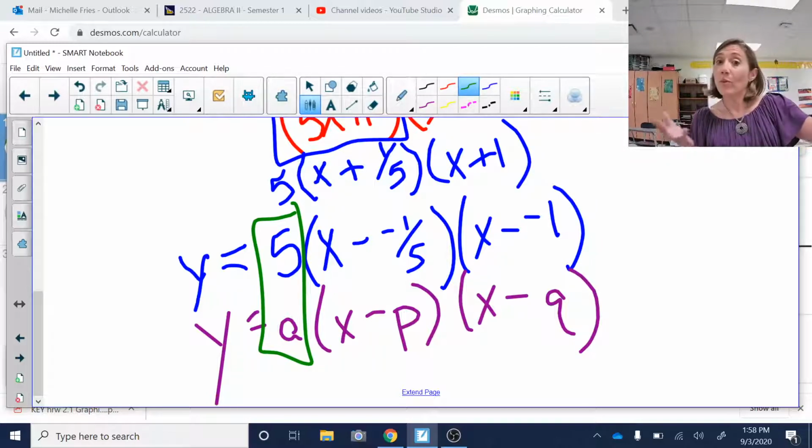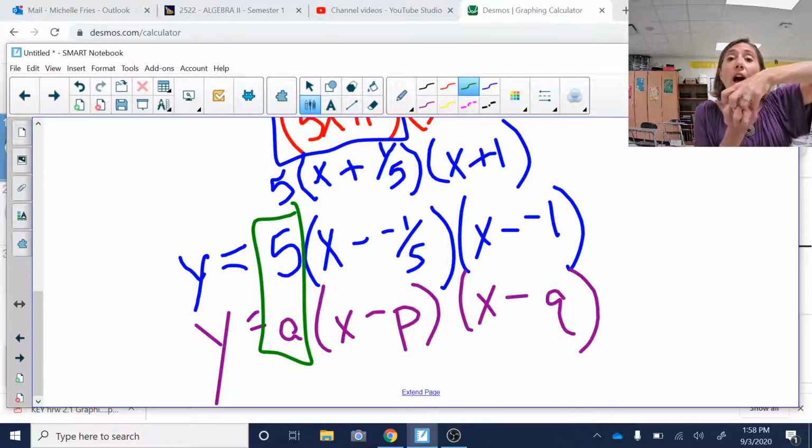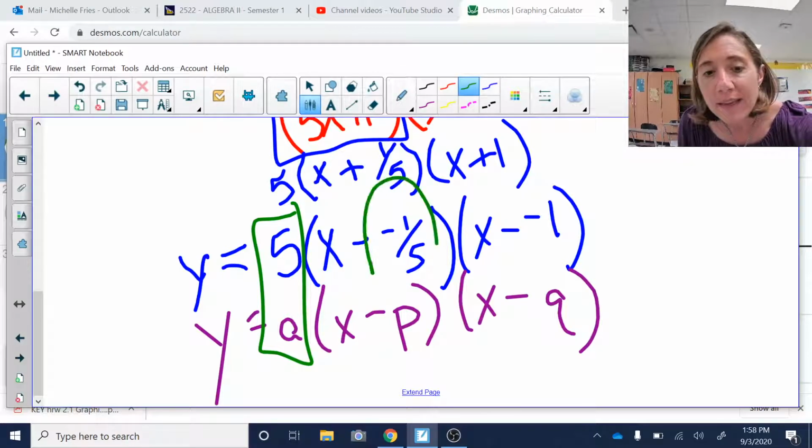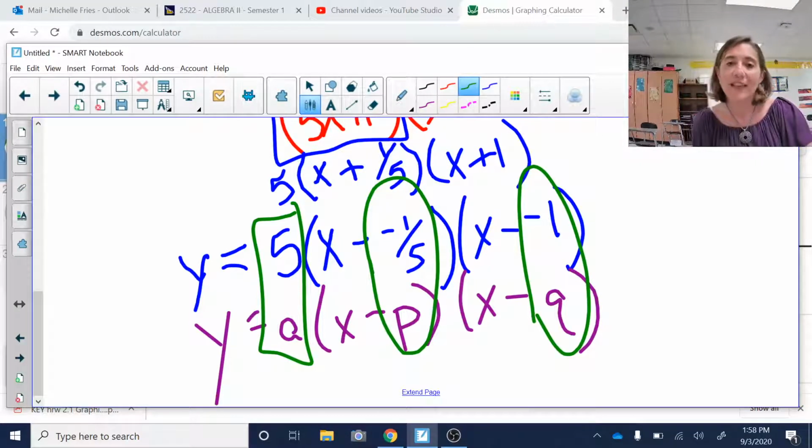Now a, remember when we talked about transformations, we had a letter A. Same effect in this one. That's why they use the same letter. It affects how tall or skinny the graph gets. I said that wrong. Tall and skinny or short and fat. It's the vertical stretch or compress feature. Okay, so this is a stretched out version. It's 5 times steeper than the normal parabola. The negative 1/5 is telling you one of the intercepts, and then a negative 1 is telling you the other intercept. So that's called intercept form.